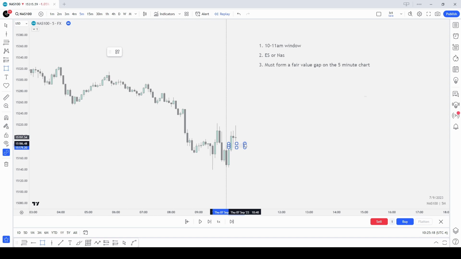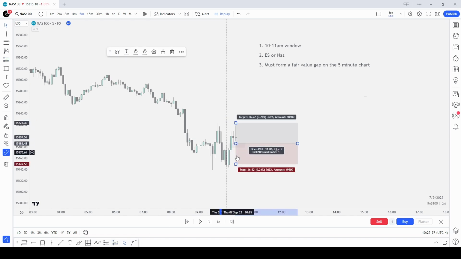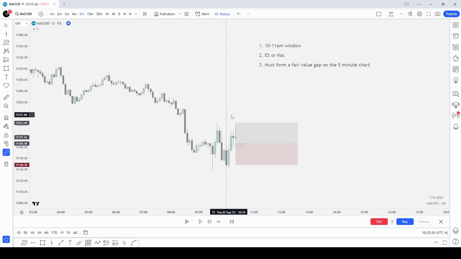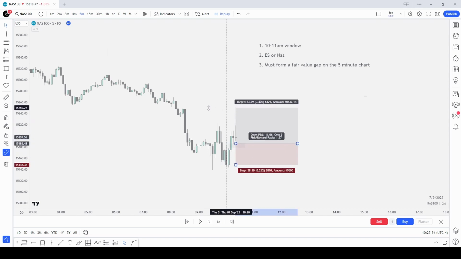And what does the rule say? We must have it form on the 5-minute chart, which we're on, inside this 10 to 11 AM window. This is the silver bullet fair value gap. Have our stop below the bodies of this candle, and we'll target up into this fair value gap and above these highs.